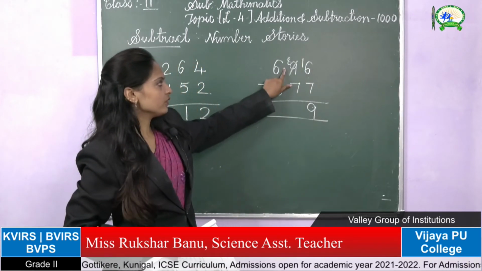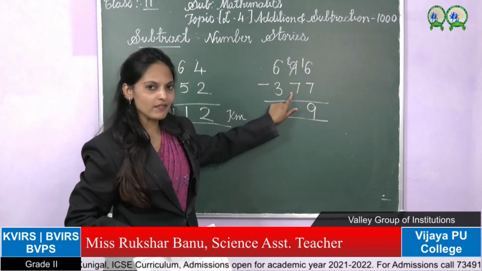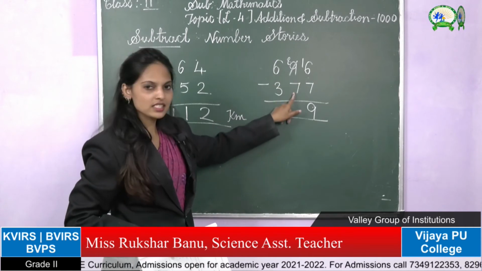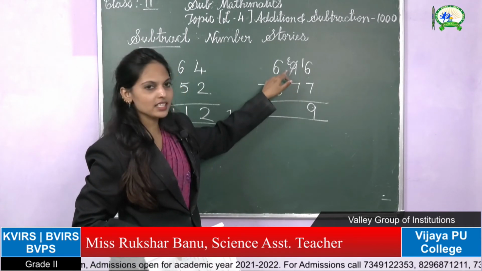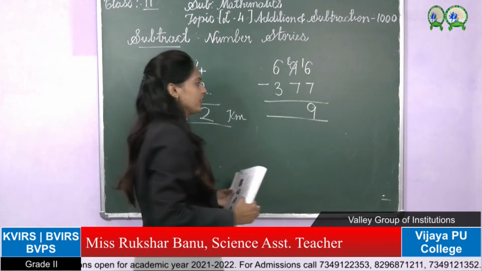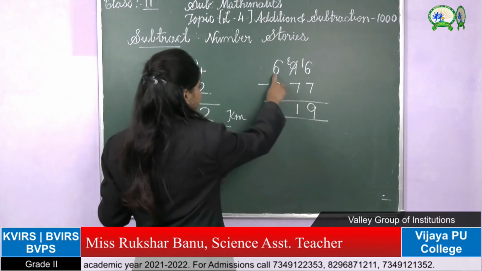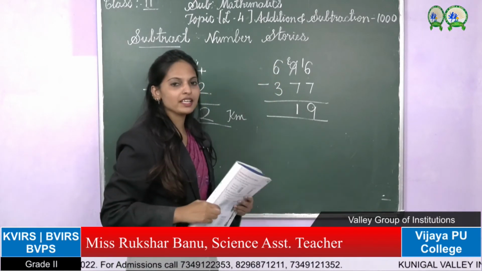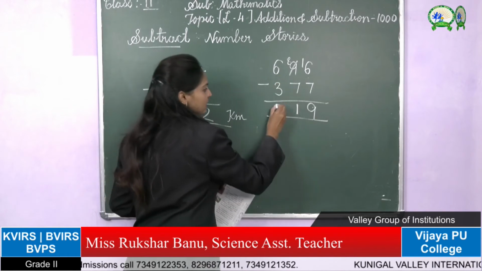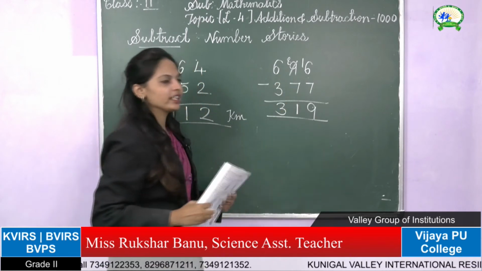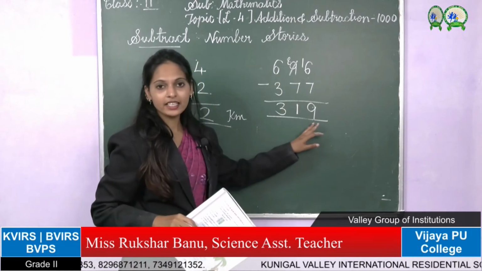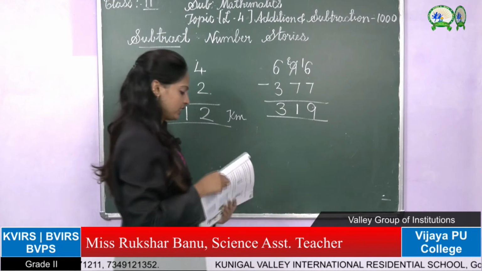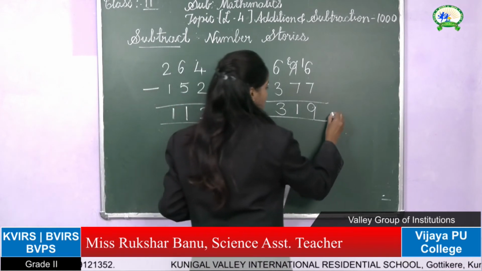So next from 8 we can cancel 7, right? Yes, we can cancel 7 from 8. So let's cancel 8 minus 7. Yes, that is 1. Okay, next is hundreds place, 6 minus 3. Yes, 6 minus 3 what? That is 3. Okay, so there are 319 buffaloes. Okay, 319 buffaloes are there.